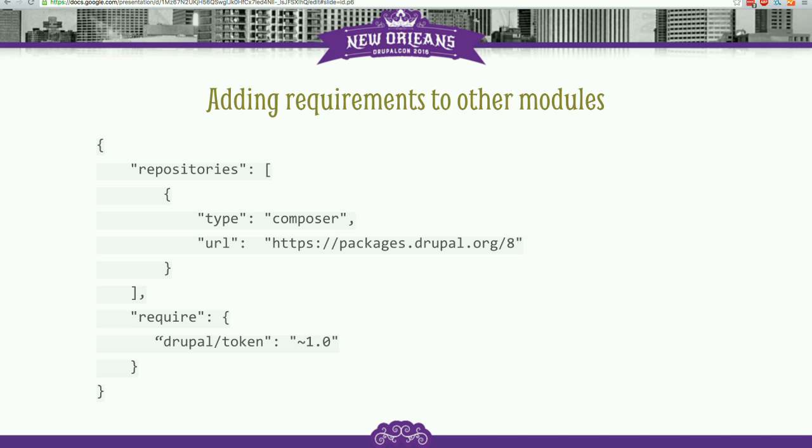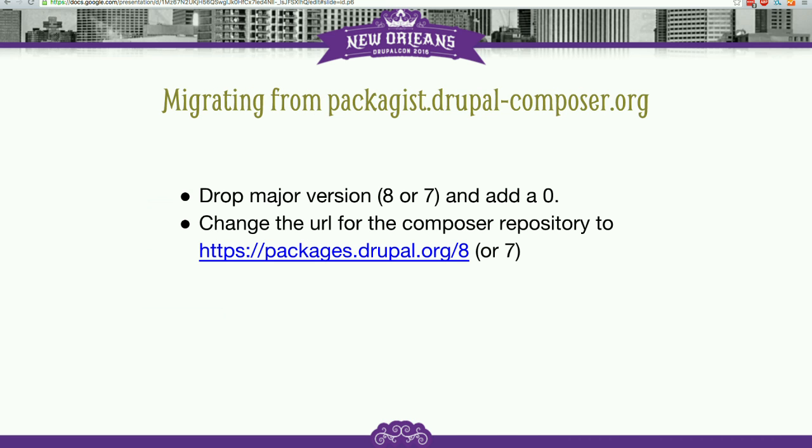But for all other data fields, it's going to default to what's in the composer JSON. So if you've got projects on packages.drupalcomposer.org, you should be able to just drop the major version for all your requirements, either the 8 or the 7, and then add a 0 at the end of those version numbers. So if you had 8.1.0, it becomes 1.0.0. And then you want to change the URL to ours instead of packages.drupalcomposer.